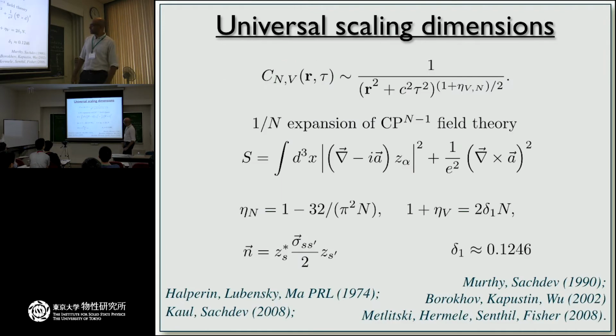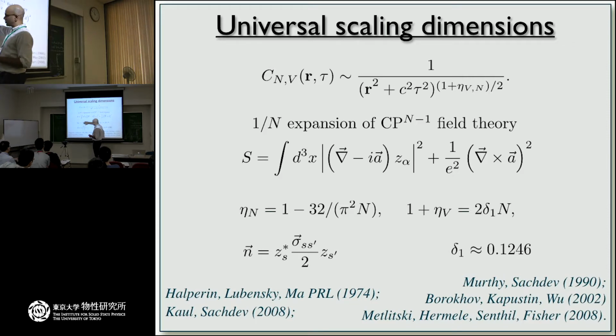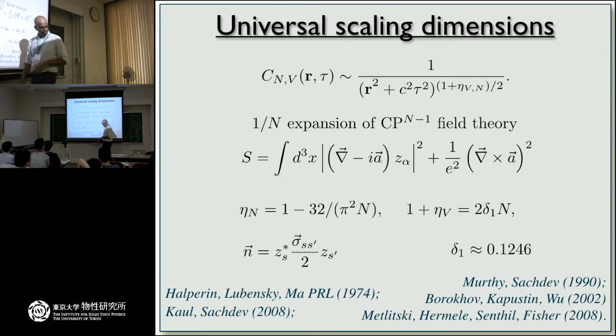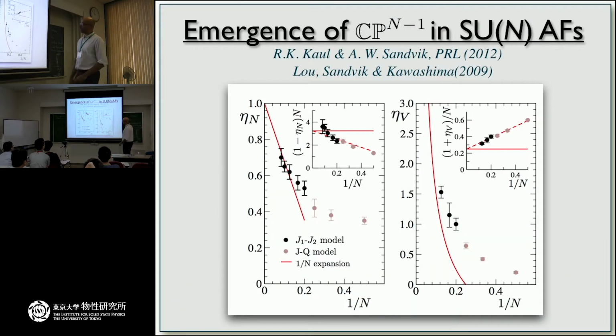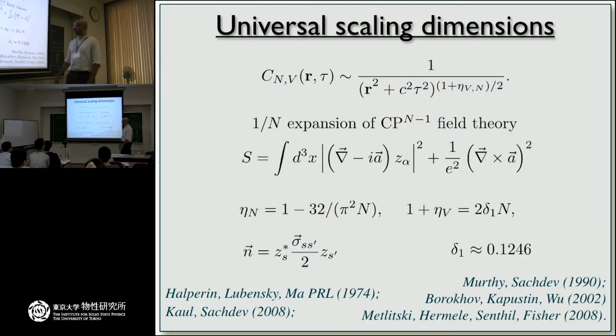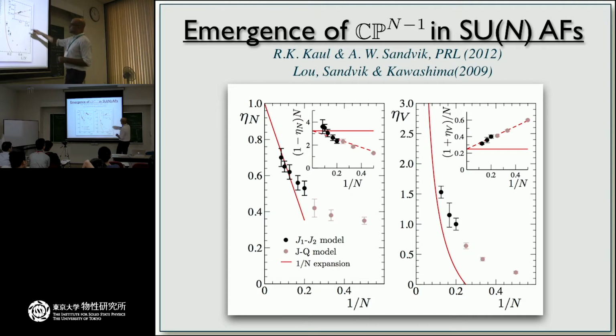So the VBS scaling dimension at large n is proportional to n, and the Néel scaling dimension at large n actually just goes to 1, because when n goes to infinity, this goes to 0. Not only does the data reproduce that, but it reproduces these universal coefficients. The coefficient of 1 over n is 32 over pi squared, and this coefficient is not known analytically, but it's known to be 0.1246. In the inset you can see that you can reproduce these. This is 32 over pi squared, this is, sorry, 2 times 0.1246, and you can reproduce these numbers at least as n gets larger. So this is pretty amazing.